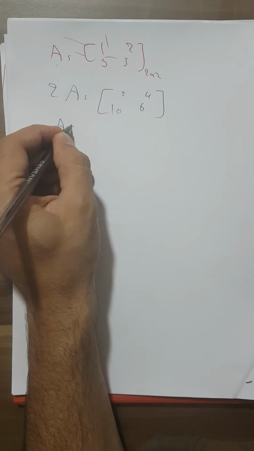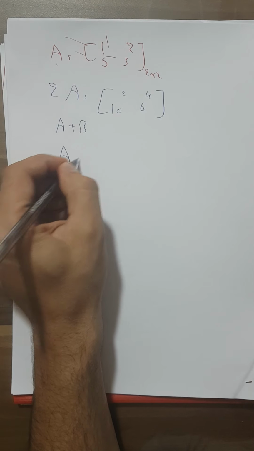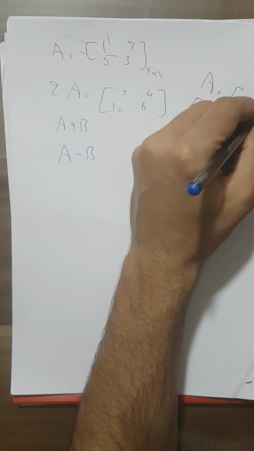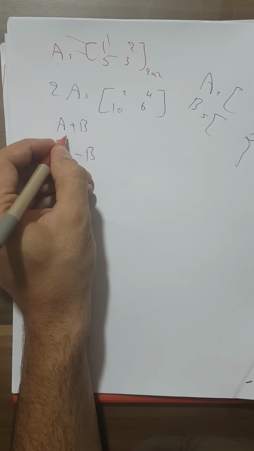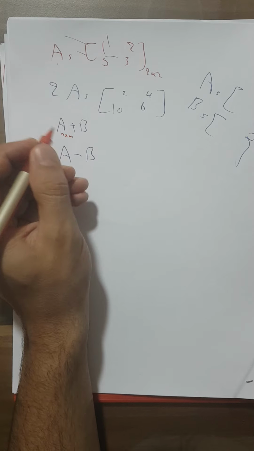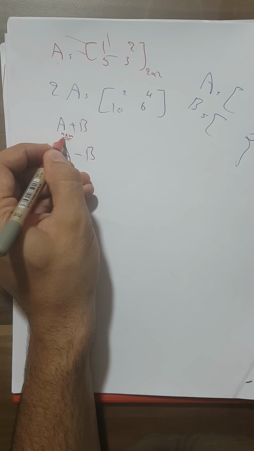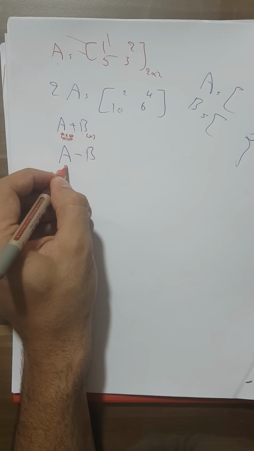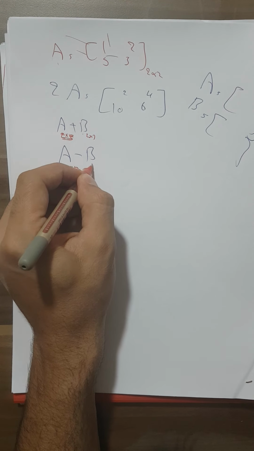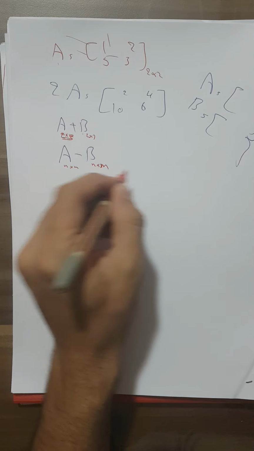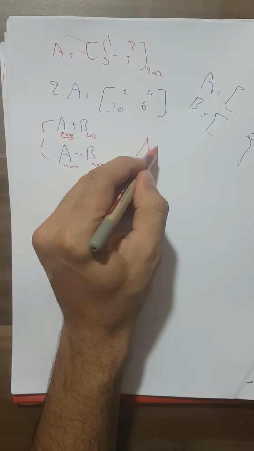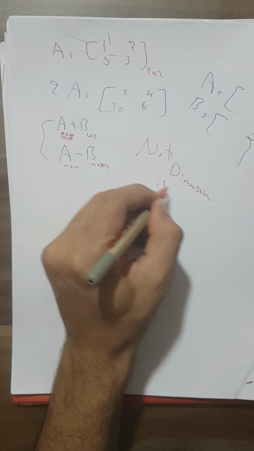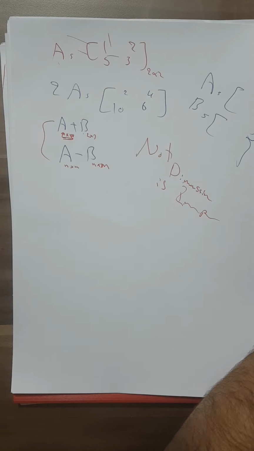But for addition and subtraction, we have two matrices. For example, A is equal to something, B is equal to something else. The important thing here is that if this one is n by m, meaning the dimension, for example 2 by 3, then this one should also be 2 by 3, n by m. Otherwise, we cannot add or subtract. That's the point. So the dimension is important.